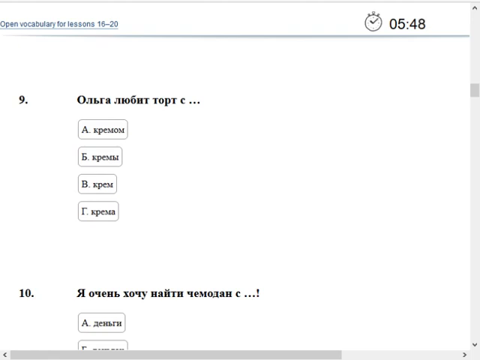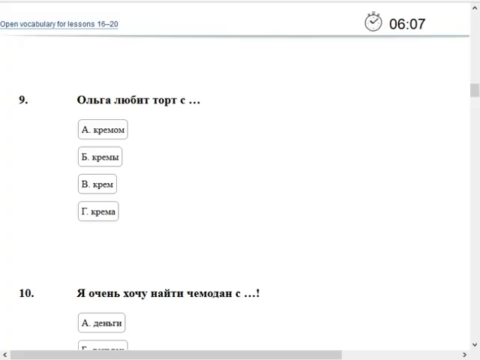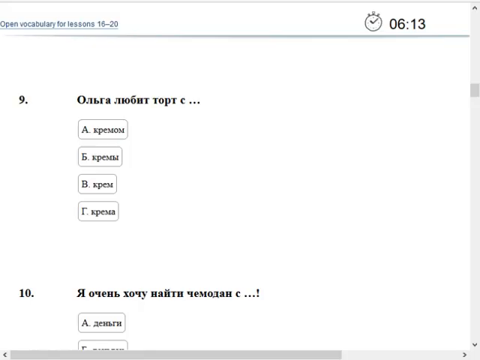Olga любит торт с кремом, so Olga loves or likes cake with cream. So the nominative form of this word is krem with an M on the end. So as you can see, when something ends in a consonant like that, and once again, this is the instrumental case because it's krem with cream, so it's instrumental consonant, you add an OM to the end. So krem becomes kremom.